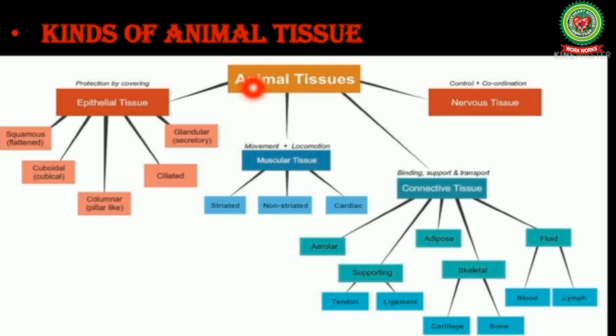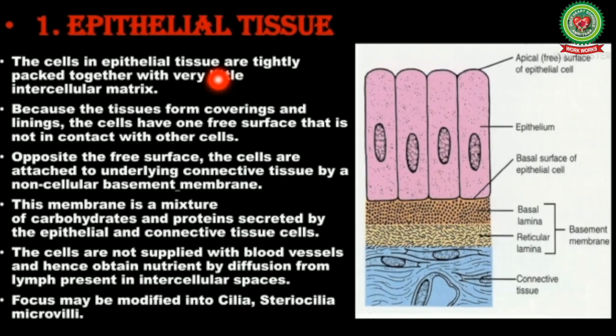There are various kinds of animal tissues. Mainly, they are categorized into 4 different types that include epithelial tissue, muscular tissue, connective tissue, and nervous tissue. We will discuss all these types of tissues in detail one by one. Let's start with the first kind of animal tissue, that is epithelial tissue.